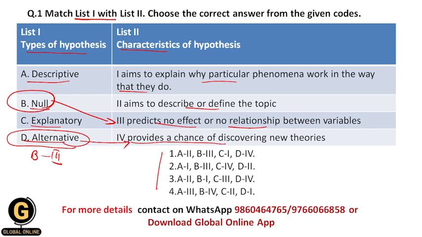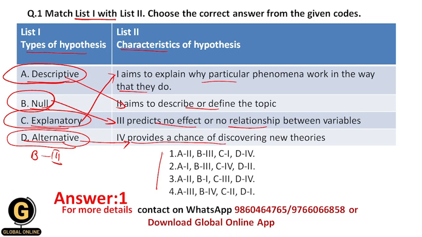Okay, then now let us see descriptive. As the name suggests, descriptive. Within the descriptive hypothesis, it describes the topic, and that's why A will go for 2, aims to describe or define the topic, and the remaining option is explanatory, C. Obviously it will match with 1, that is, aims to explain why particular phenomena work in the way that they do. Okay, that's why your correct answer is 1. That is, A is going for 2, B is going for 3, C is going for 1, and D is going for 4.